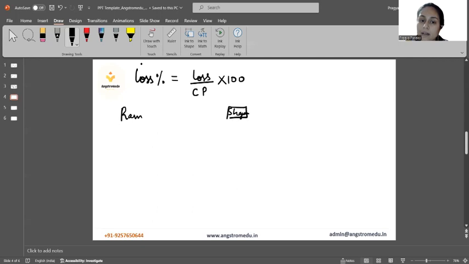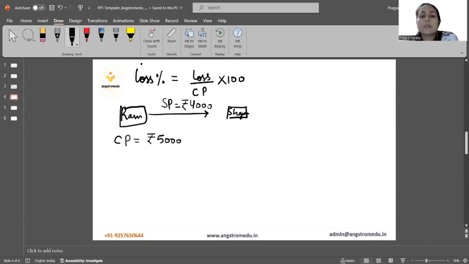Ram and Shyam, in which Ram is selling some commodity or goods to Shyam. Let's say the cost price of that commodity was 5,000. And he has sold this thing to Shyam this time at 4,000 rupees. Now we are supposed to calculate the loss percentage in this case.